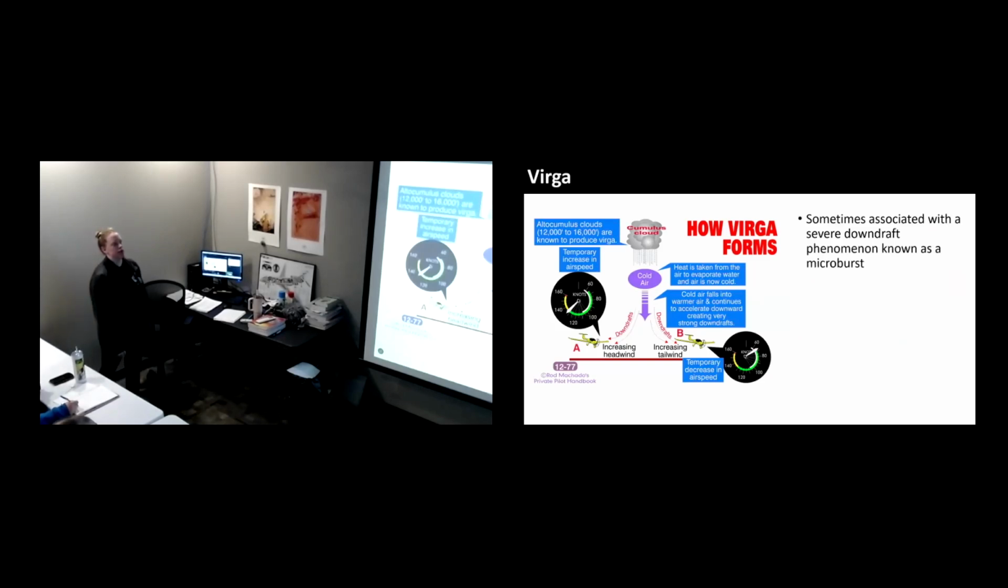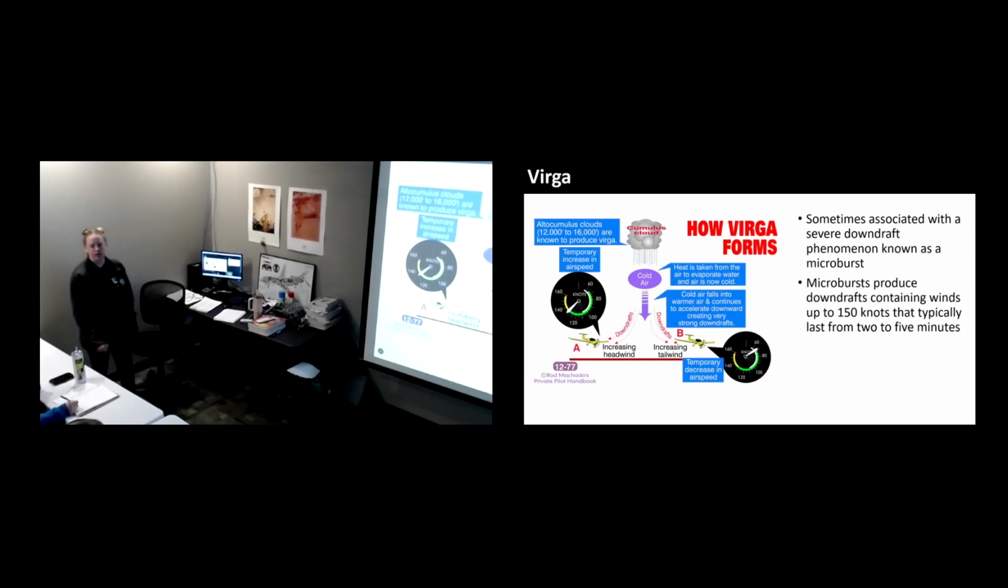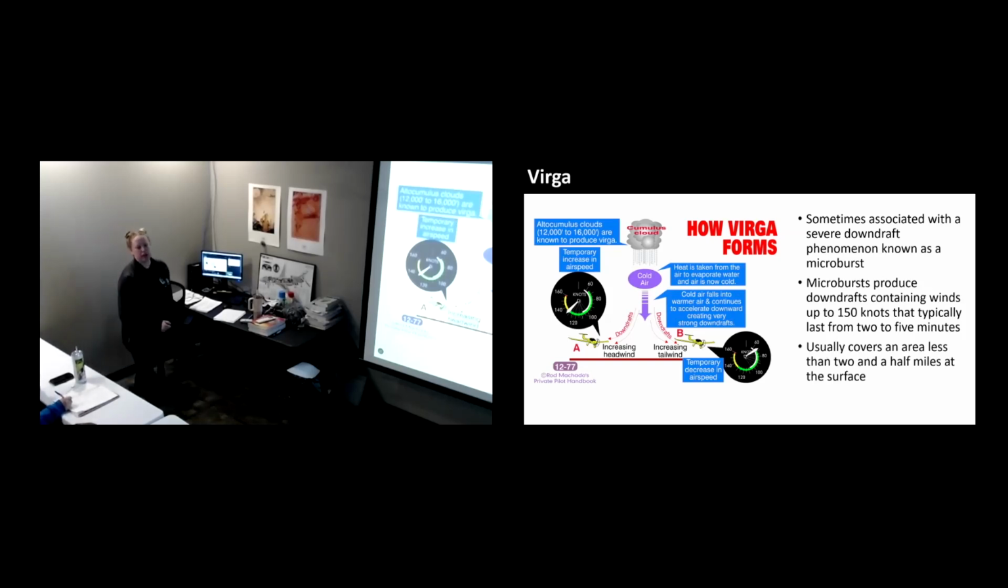Sometimes associated with severe downdraft phenomenon known as microbursts. Microbursts produce downdrafts containing wind up to 150 knots that typically last 2 to 5 minutes. That's great, right? It's only 2 to 5 minutes. There's been a lot of airplane crashes because of microbursts. Okay.